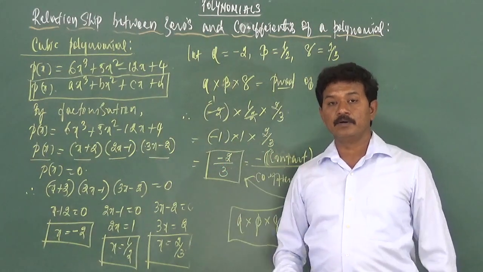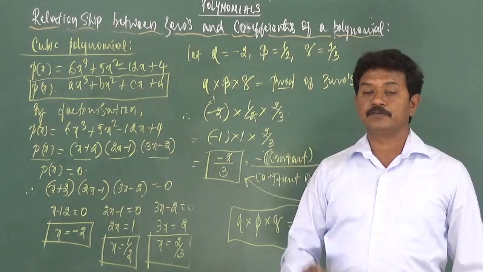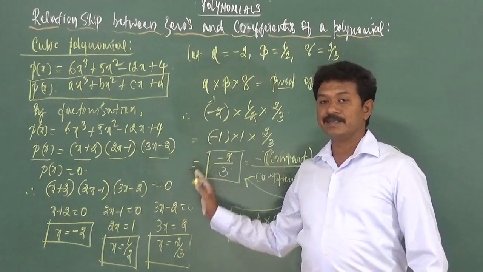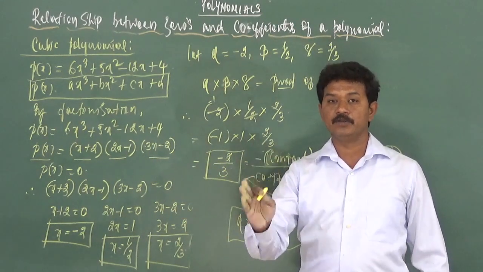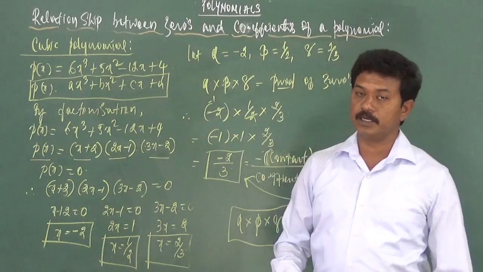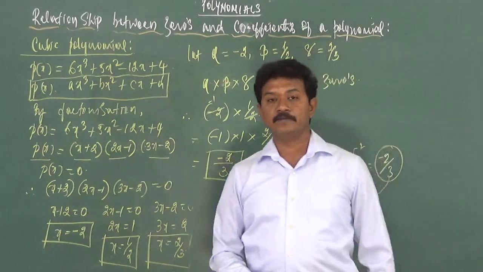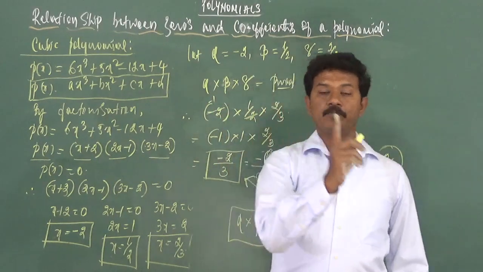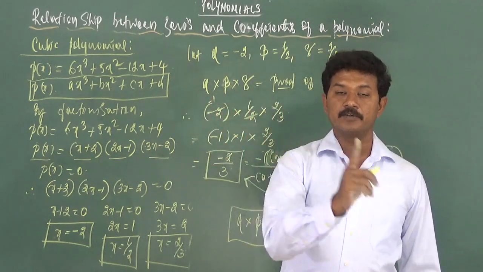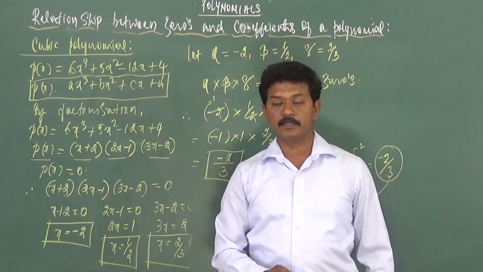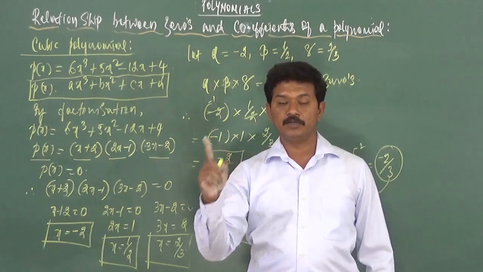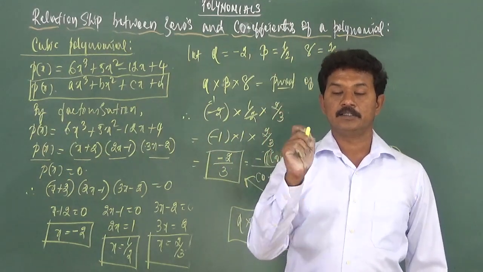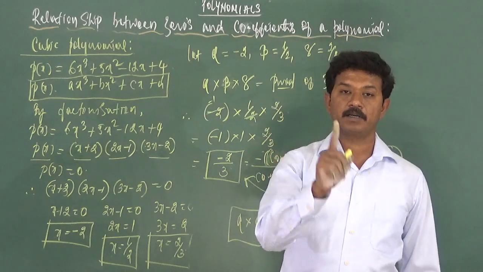Please pause the video, write down the notes. It's very important. So in the next classes we will be going with problems on this relationship between the zeros and the coefficients of the polynomial. So I hope you enjoyed the entire session. It's very important. Linear polynomial, quadratic polynomial and cubic polynomial. For all the three types of polynomials which are prescribed in your syllabus, I have given the relationship between the zeros and the coefficients of the polynomial. So please remember this. This is very important for 2 mark and 3 mark questions.